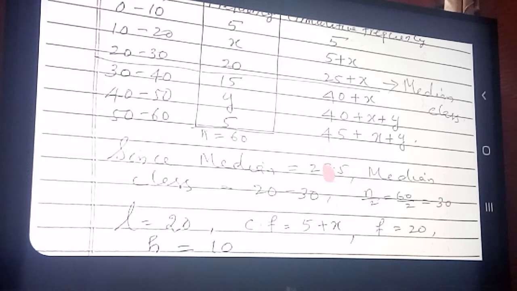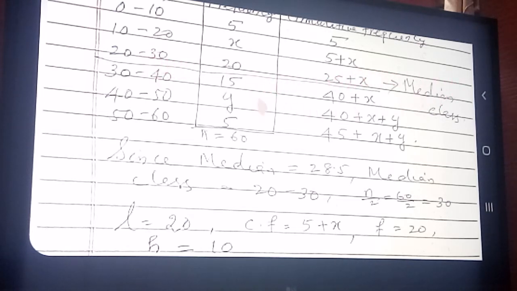So the median 28.5 is already given. Find from the classes where it is located. 28.5 is less than 30, therefore it lies between 20 and 30. It is in the 20 to 30 class. In a missing frequency question, surely you will get the median, and on the basis of where the median is located you can find the median class. 28.5 is coming in which class? 20 to 30. Clear? So this is the median class.